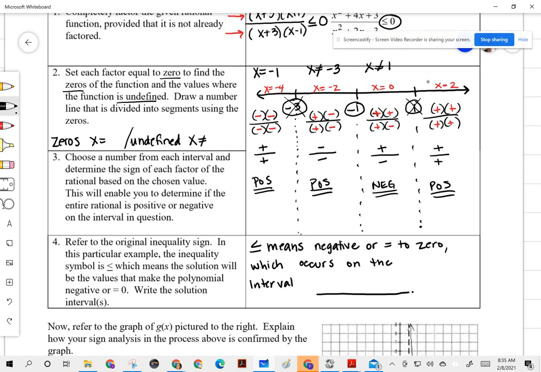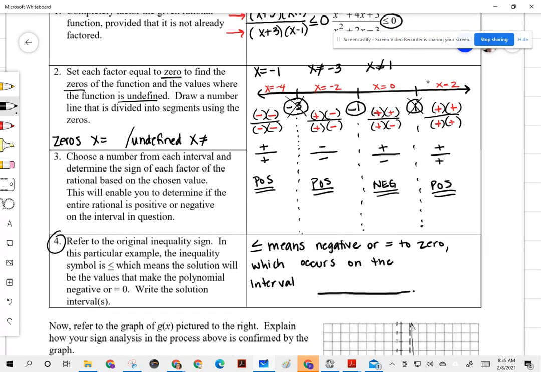So remember, the whole point is to be able to answer that question. All right, the original inequality symbol was less than or equal to, which means negative or equal to 0, which occurs on the interval. So now this is where we have to go back up and look for this particular section where the function is negative. Now, it is negative in between these two guys right here. This -1, which is a 0, and then we've also got the +1. Now, we can't include the +1 because it's undefined, but we definitely can include the -1 because that's the 0.